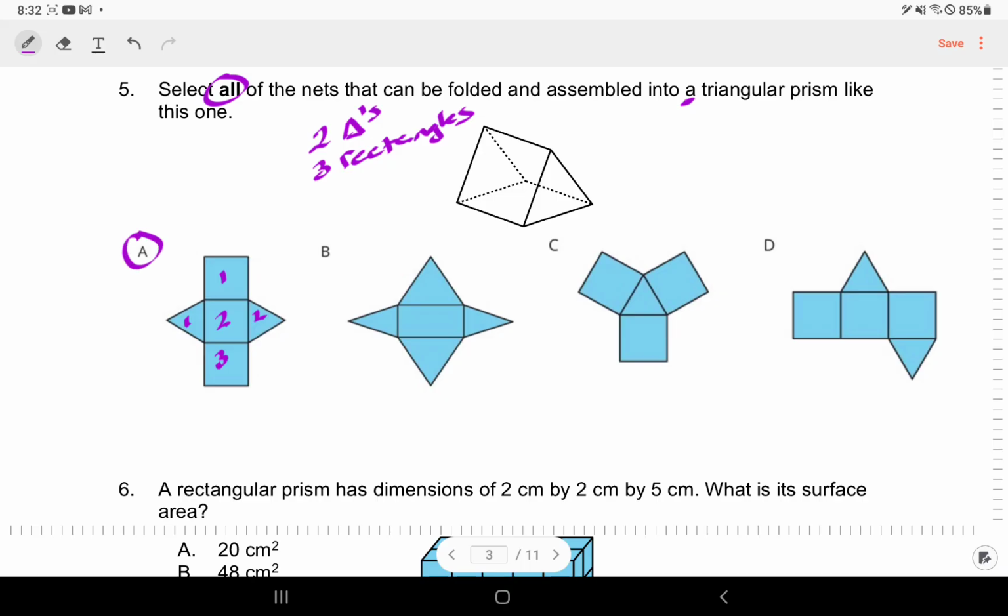So A works. This has 1, 2, 3, 4 triangles, so B does not work. This has 1 triangle, so C does not work. 2 triangles and 1, 2, 3 rectangles, so D does work. Okay, that's all we're looking for. Identify what shapes you need and which net has them.